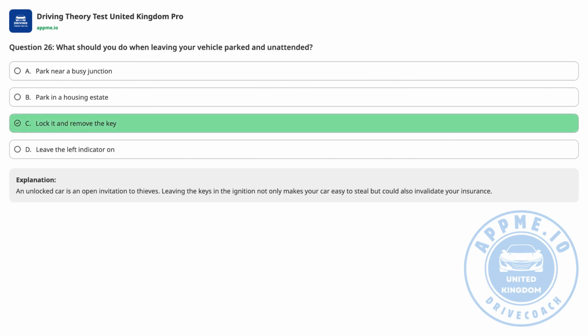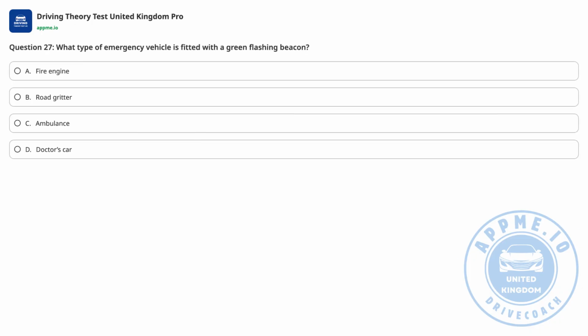The correct answer is C. Question 27. What type of emergency vehicle is fitted with a green flashing beacon? A. Fire engine. B. Road gritter. C. Ambulance. D. Doctor's car.